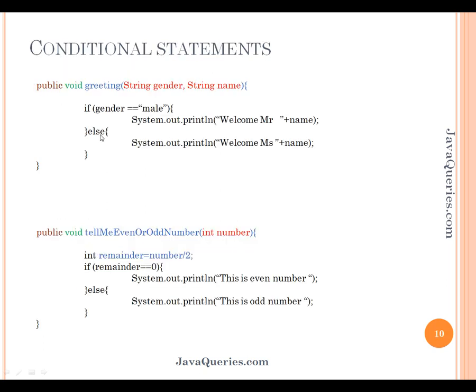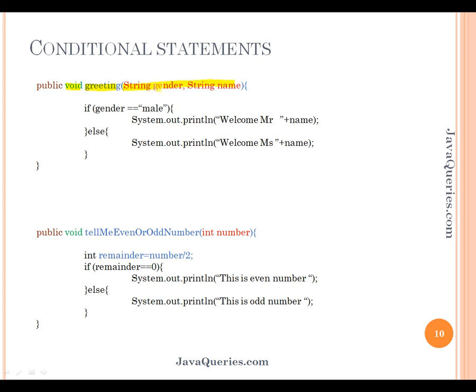Conditional statements. I'm using the method that we just learned and also trying to explain conditional statements. What I have here is a method called public void. What is void? We just discussed void means it does not return anything. This method does not return anything, and the name of the method is greeting. It takes two parameters of data type string. In the earlier case it took two integer parameters. In this case it is taking two string parameters. It could be one integer and one string, not necessarily the same data type.